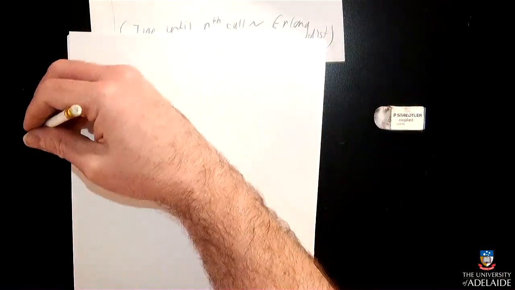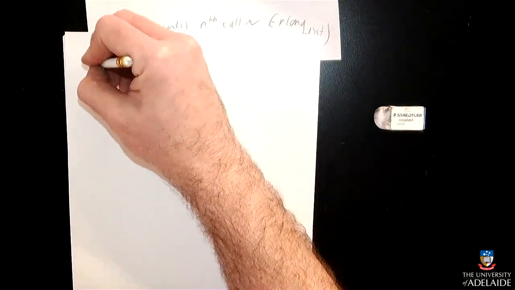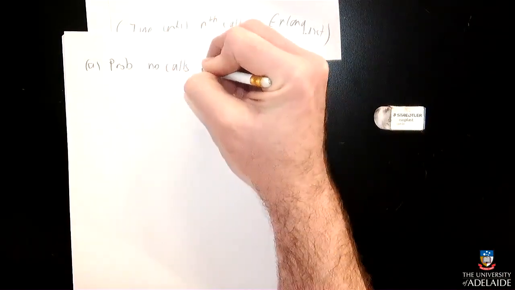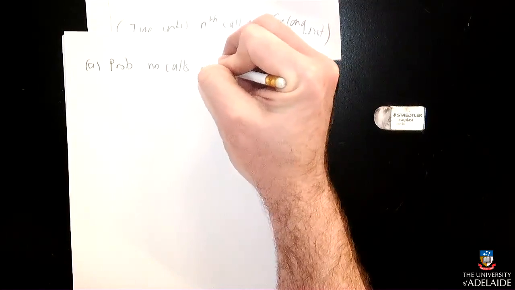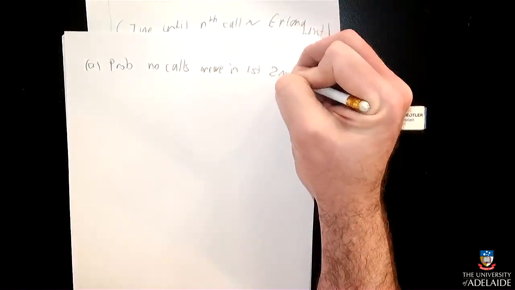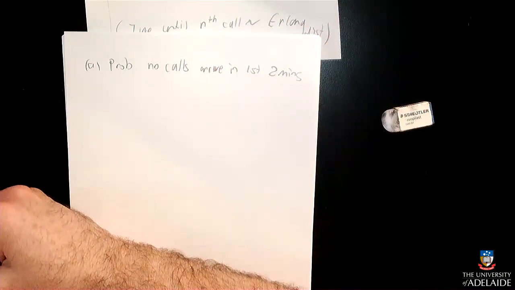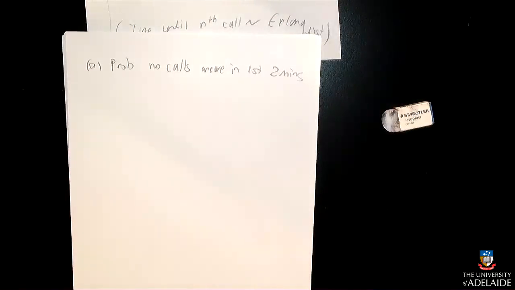So, okay. Probably no calls. Probably that no calls arrive in the first 2 minutes. So we get to decide how to do that. We could say that in the first 2 minutes the number of calls is 0, or that the amount of time to wait until the first call is more than 2 minutes. We get to decide which of them we do.